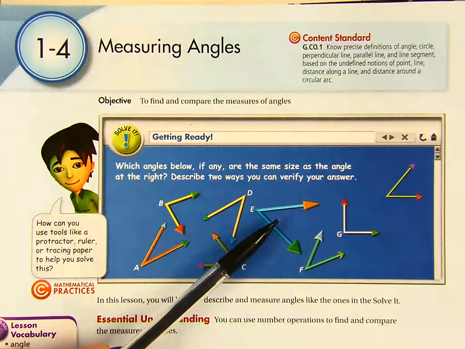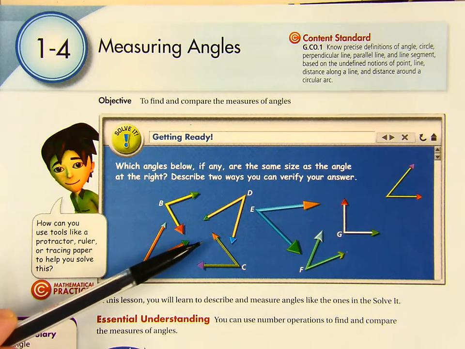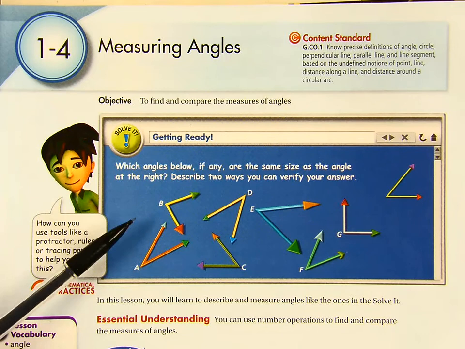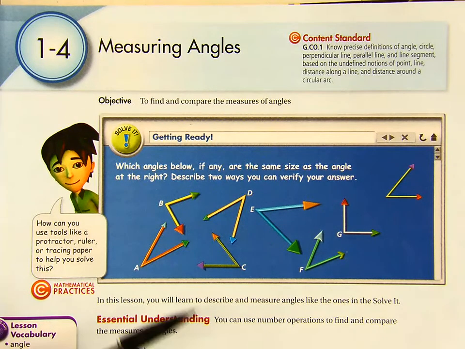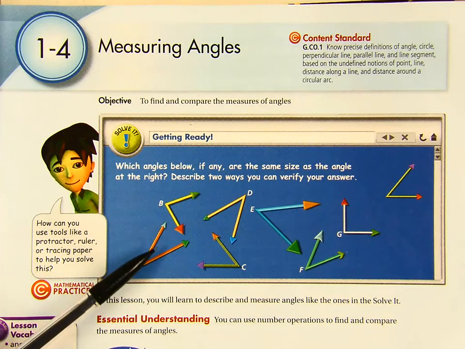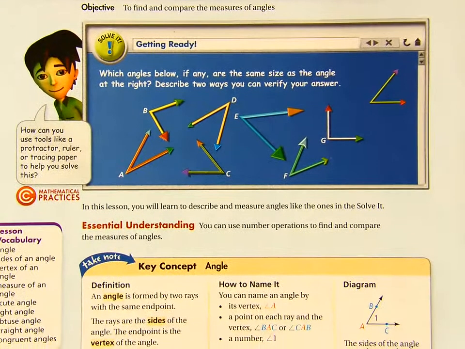Now this one may be bigger than this, but again, unless we measure it, find the measure, it would be hard to determine that. But still, just looking at them, comparing angles, the length of these sides really do not matter because they're rays, so they have arrows on the end, so that doesn't matter. What matters is the distance between those 2 rays at any point. So in this lesson, you're going to be learning how to describe and measure angles like the ones in the exercise. Okay, so we can measure them.